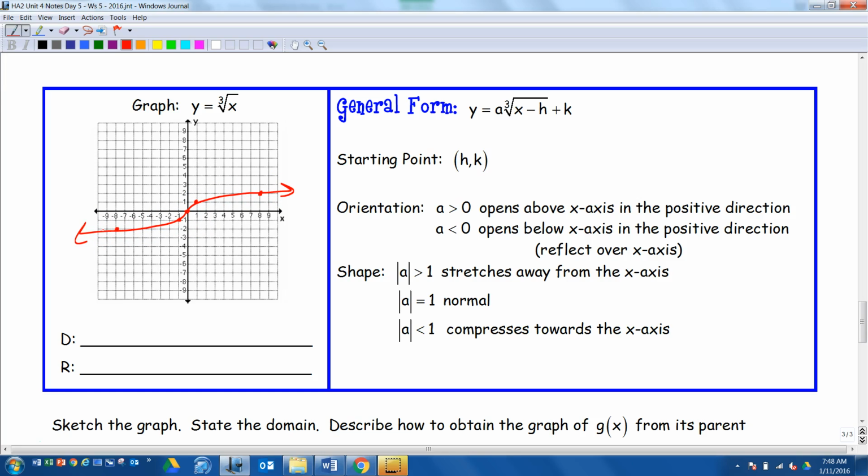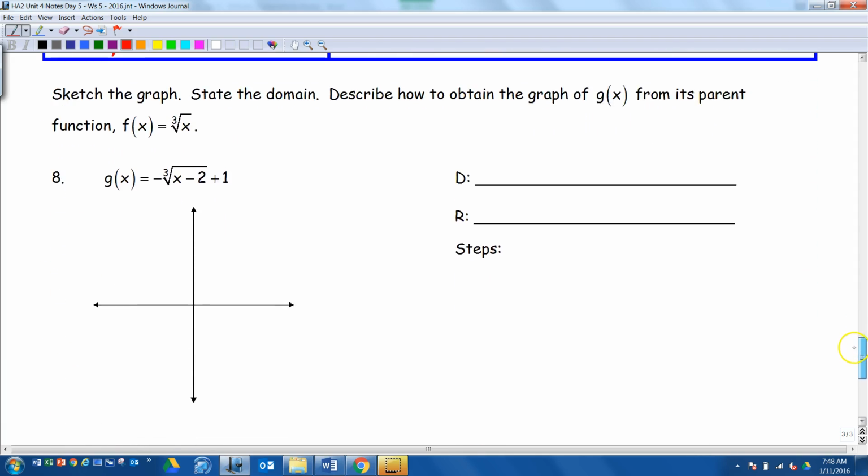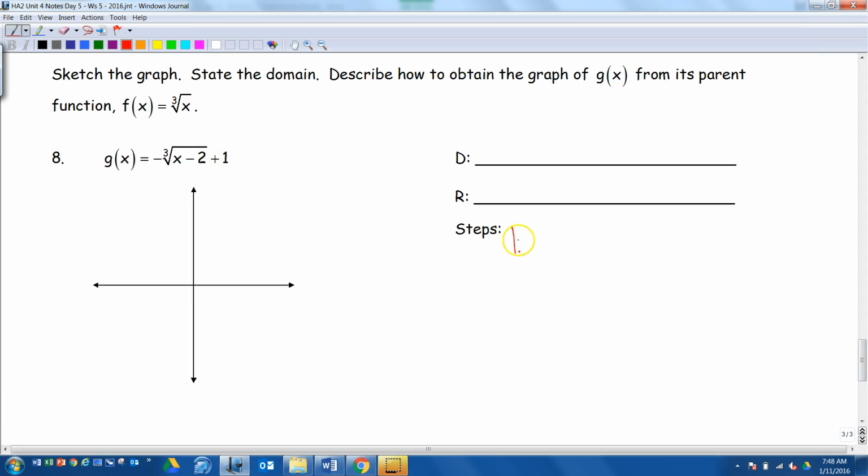Again, when it stretches, it pulls the ends upward and downward, and when it compresses, it pushes them towards the x-axis or wherever you've moved it to. But notice how the domain is all real numbers, and the range is all real numbers as well. Okay, so this one we're going to do the same thing. Again, we can do the steps first. I see a negative, so 1, I reflect over the x-axis. 2, I have a move right 2. And then 3, I have a move up 1.